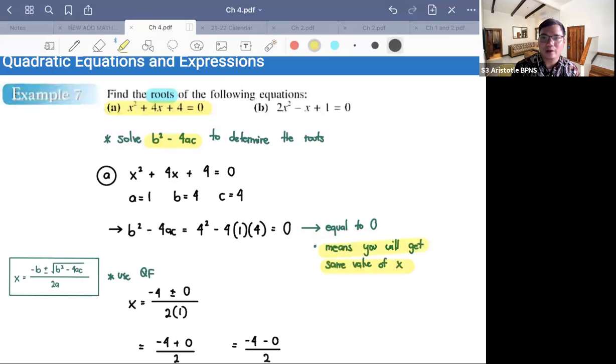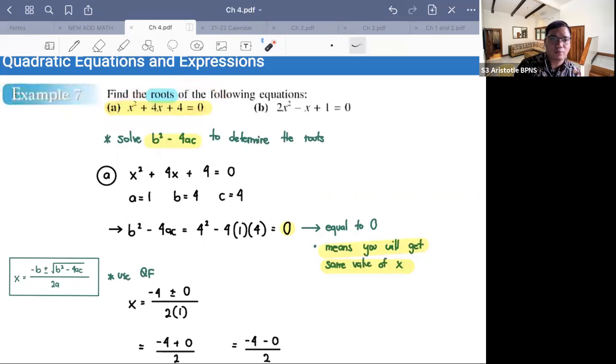Basically, you will just get one answer because the two values of x will be just the same. Okay, it happened before, right? When we were doing some questions. All right, so that's what it means when your discriminant is equal to 0. If it's equal to 0, that means you will get the same value for x. Basically, you just get one answer, because they're the same. All right, so how do we know the roots of this equation?